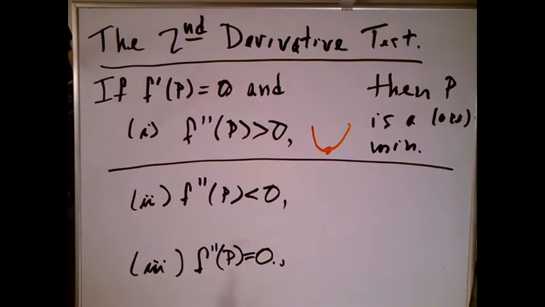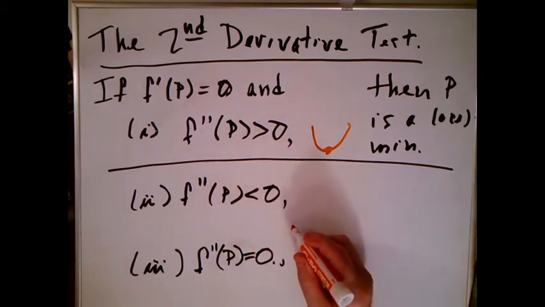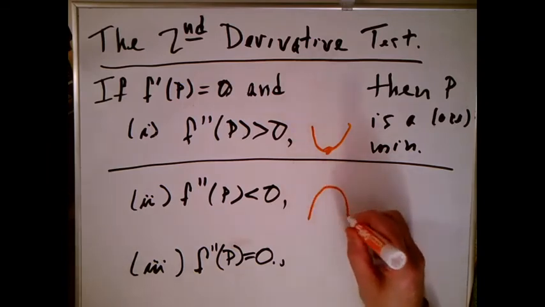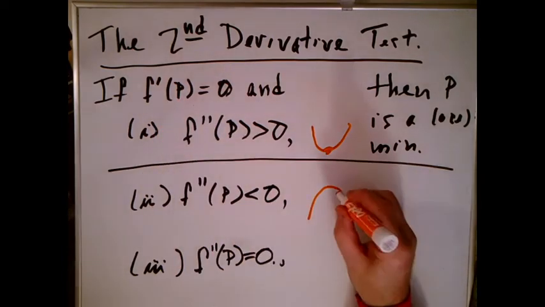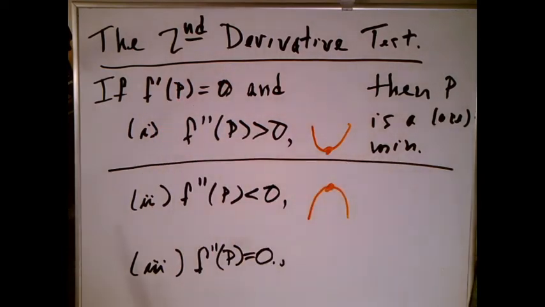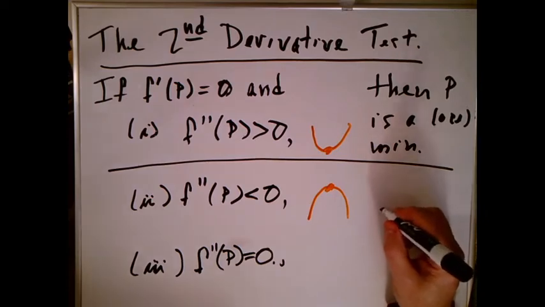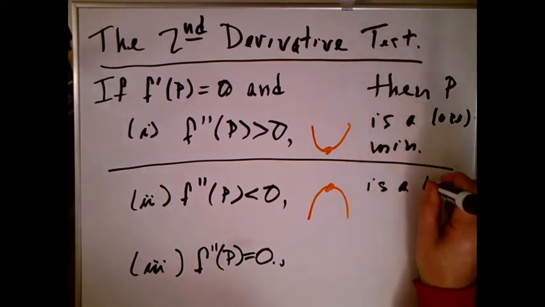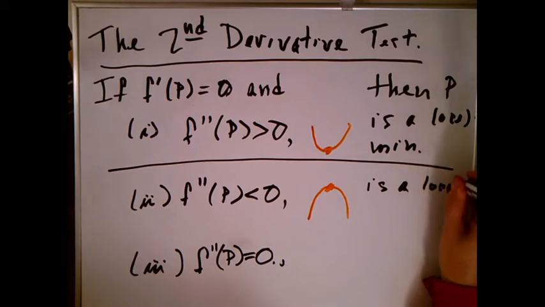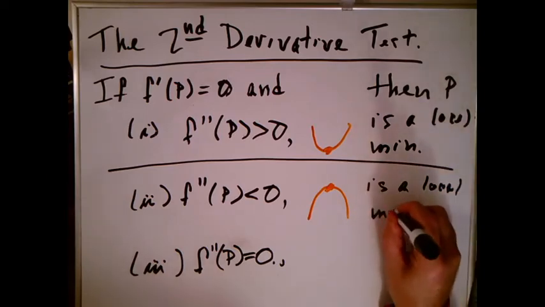Let's look at the second part. The second part says, if you're looking at a second derivative that's negative, well, you know the graph has to look like that. It's got to be concave down. So this says if you're looking at a part of a concave down graph and you're looking at a critical point, you have to be here, right? That's going to say P is a local max. Yay.